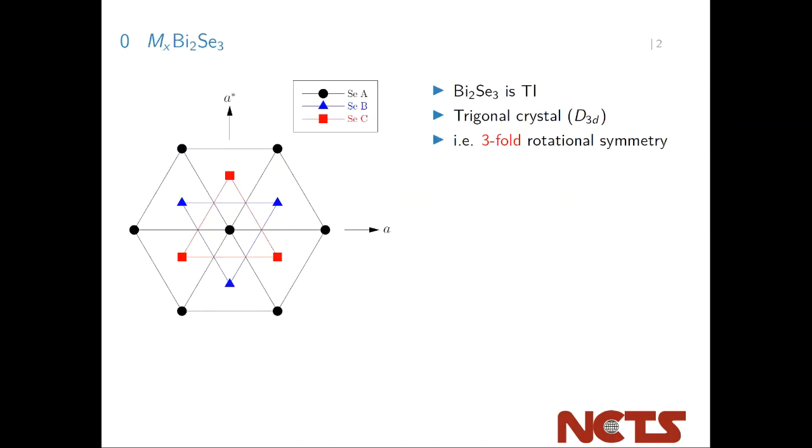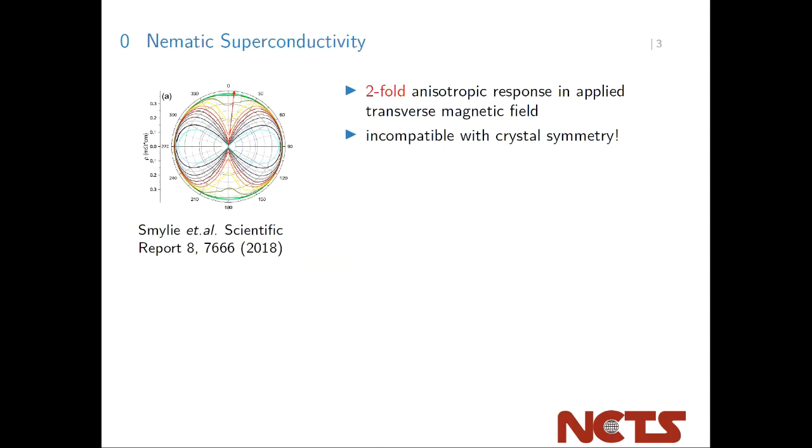Bismuth selenide should be very familiar to many of you. As a reminder, it has a trigonal crystal structure, and that means the principal axis is threefold rotationally symmetric. We have the a and a-star crystallographic directions marked. If you throw some electron donors into the mix, the material becomes superconducting as you lower the temperature.